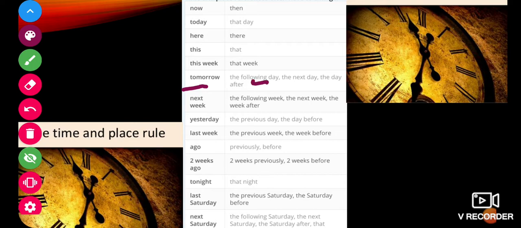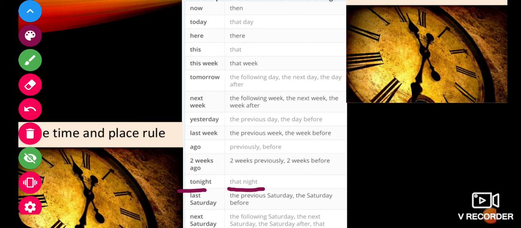Tomorrow becomes the following day, the next day, or the day after. Next becomes the following, the next, or the week after. Yesterday becomes the previous day or the day before. Last becomes previous or before. Ago becomes previously or before. Whenever we have 2 weeks ago, it changes to 2 weeks previously or 2 weeks before.